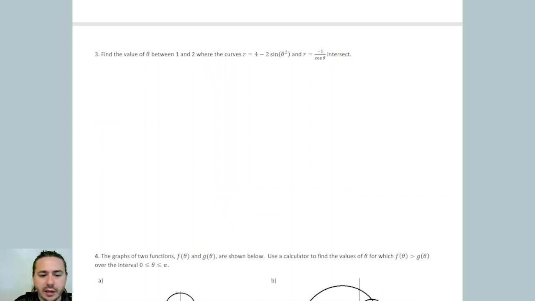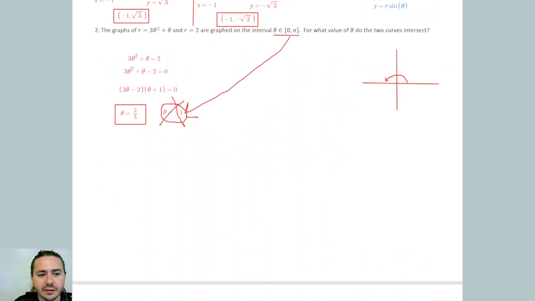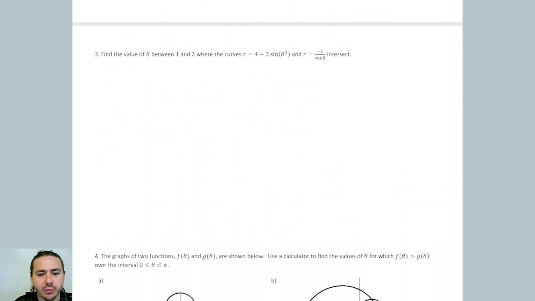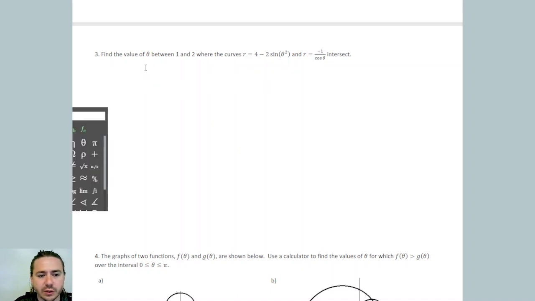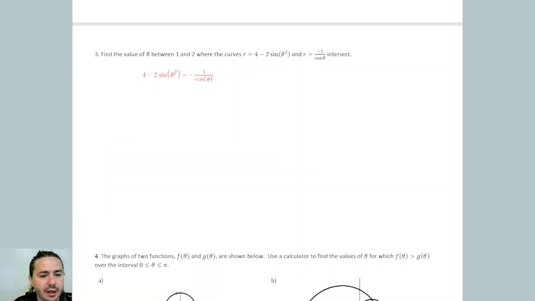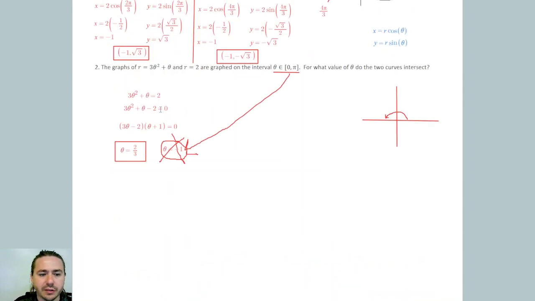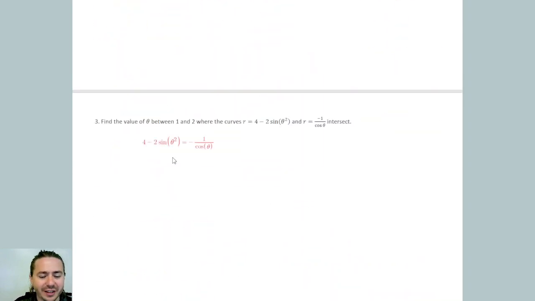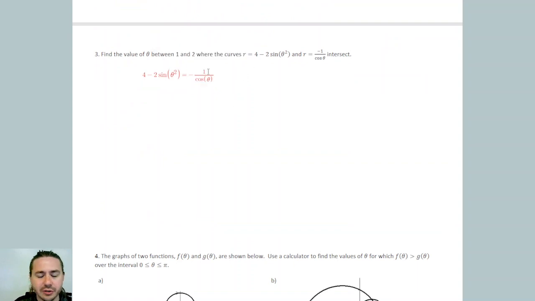So for number 3, it's kind of the same question as number 2, where we're trying to find the theta value where these two are going to intersect. But what's a little bit more challenging about this one is that we don't really have a good way to solve this. You could try to multiply cosine over, but there's not going to be a good way to convert everything here. It's really too complicated to solve algebraically. So if it's not as simple as solving a quadratic, then we're going to use a calculator to do this. So let me show you exactly how this would work.